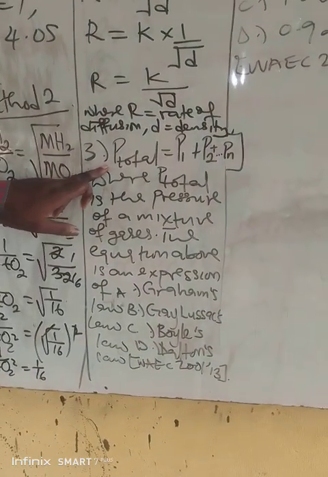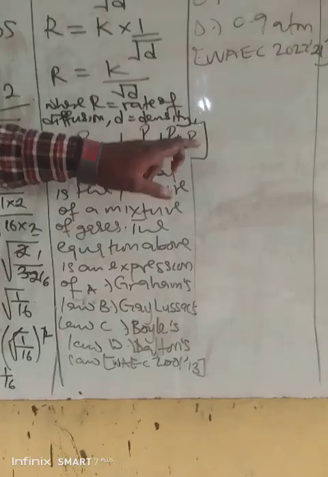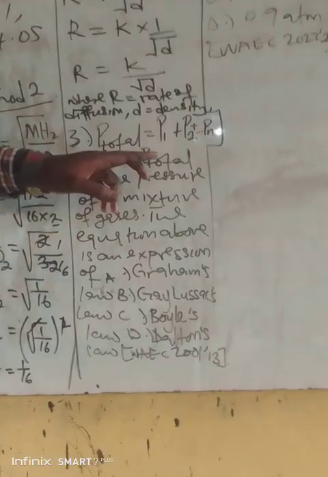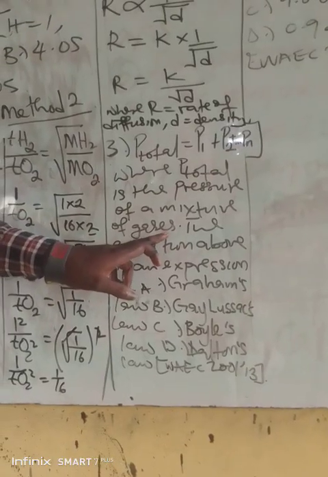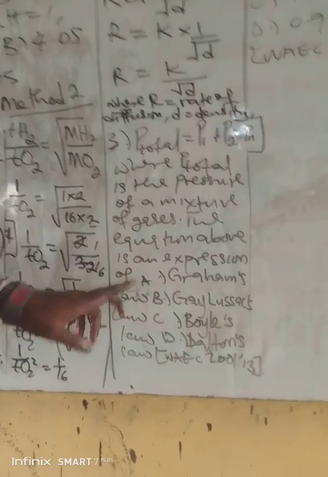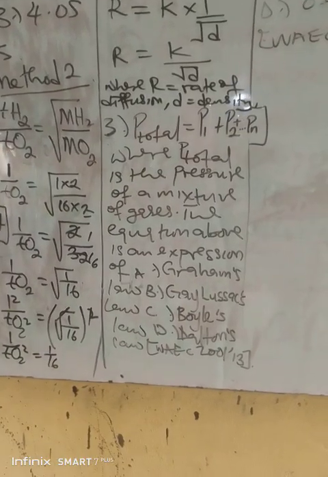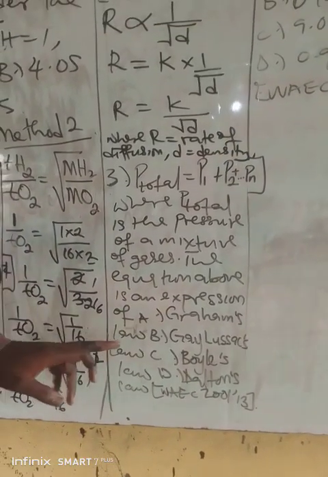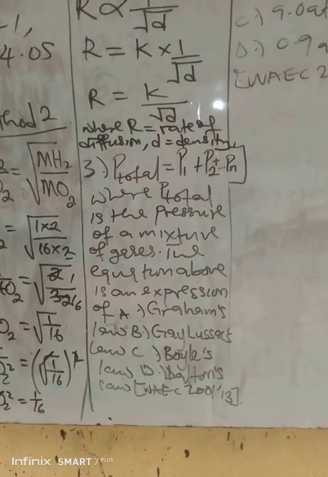Number 3: P total is equal to P1 plus P2 plus up to Pn, where P total is the pressure of a mixture of gases. The equation above is an expression of what law? A, Graham's law; B, Gay-Lussac's law; C, Boyle's law; D, Dalton's law. The answer is Dalton's law. Why?